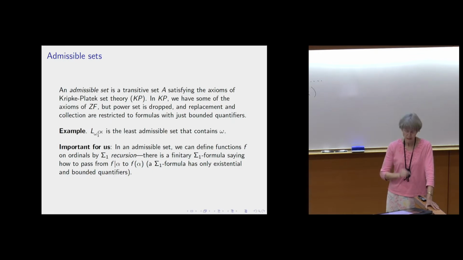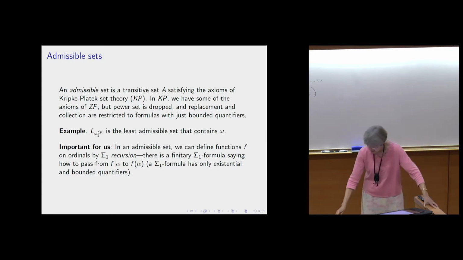What's important for us is that in an admissible set, we can define functions on ordinals by sigma 1 recursion. By sigma 1 recursion, I mean there would be a finitary formula in the language of set theory that has only existential and bounded quantifiers and maybe some parameters. And it tells us how to go from the restriction of f to alpha to the value f at alpha. So we need a sigma 1 formula that says how we do that, and then we can define functions by recursion. Okay, so that's what's important for us in admissible sets.